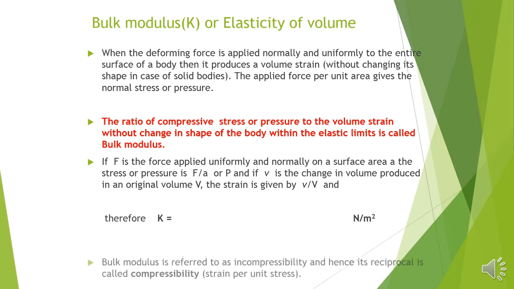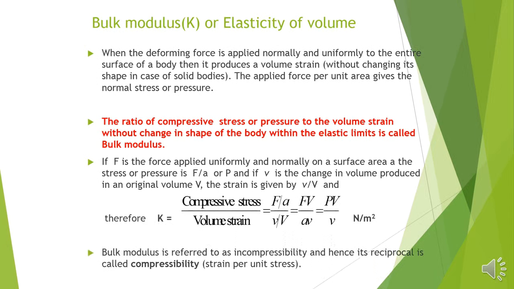Then K is equal to compressive stress divided by volume strain, that is equal to F by A divided by v by V, which gives F into V divided by A into v, or we can write it as PV by v, Newton per meter square, because the ratio F by A is denoted by the symbol P here. Bulk modulus is referred to as incompressibility and hence its reciprocal is called compressibility, strain per unit stress.